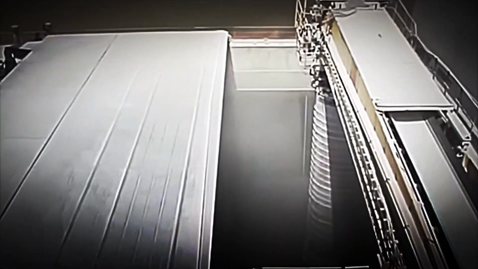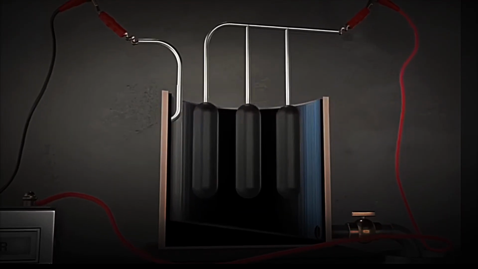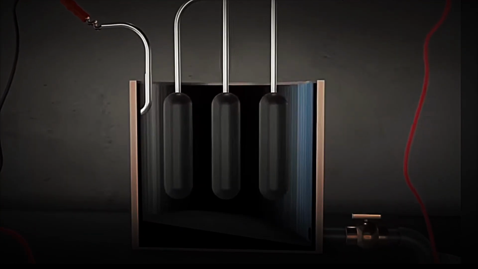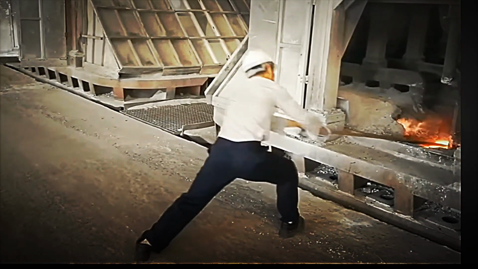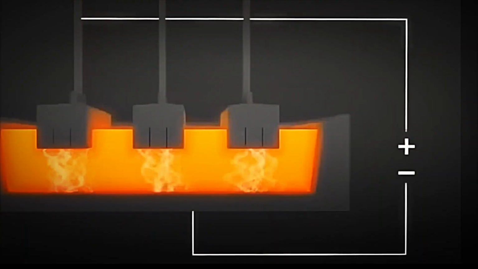To obtain metallic aluminum from alumina, the Hall-Héroult process is used, developed in 1886 by Charles Martin Hall in the United States and Paul Héroult in France. The alumina is dissolved in molten cryolite, a salt that lowers the compound's melting point. It is then placed in large electrolytic cells where a direct electric current is passed.